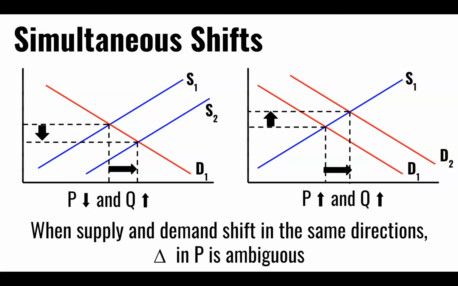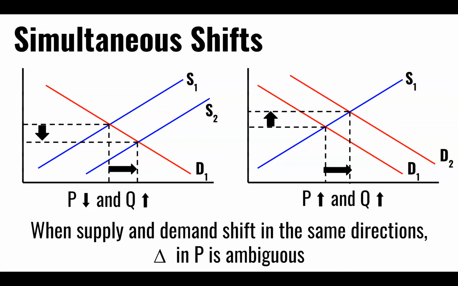The price, on the other hand, it just depends. Which is the stronger influence? If there's a huge increase in supply and a relatively small increase in demand, we'll see prices drop. But if there's a huge increase in demand and a relatively small increase in supply, we would see prices rise. So prices are indeterminate or ambiguous. I don't know. But I know for certain that quantity is always going up.